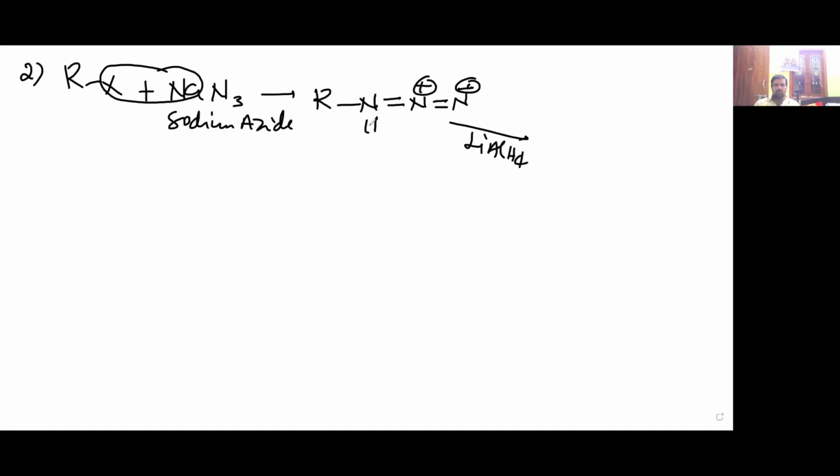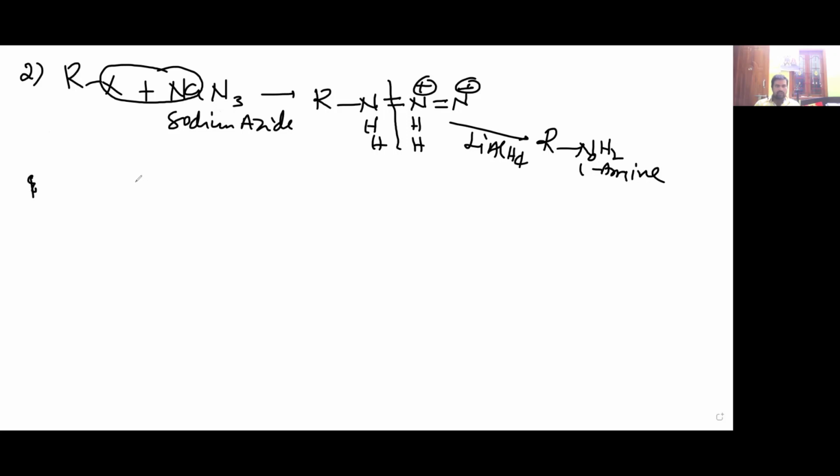LiAlH4. So here two hydrogens are added on this side and two hydrogens on the other side. Then you are going to get RNH2. This is a primary amine. So this is also by reduction only that we are getting this. One more important thing is RX.